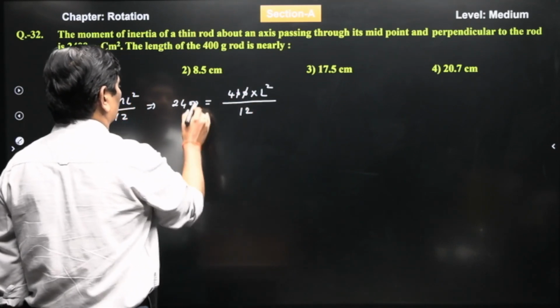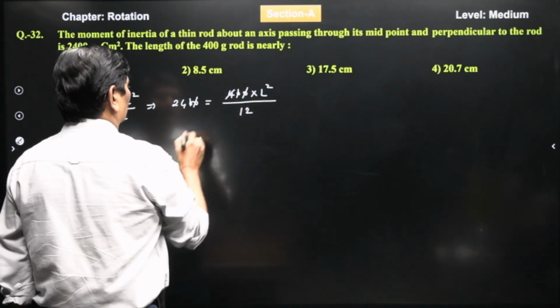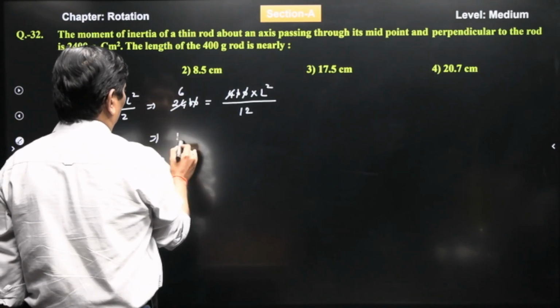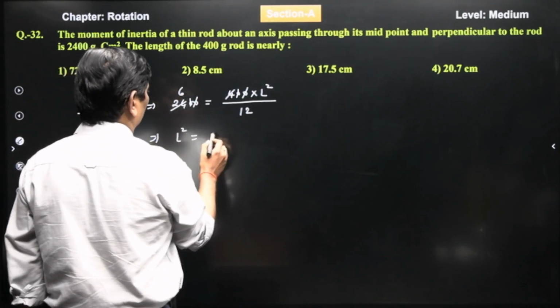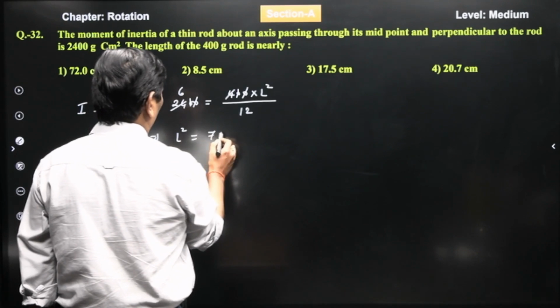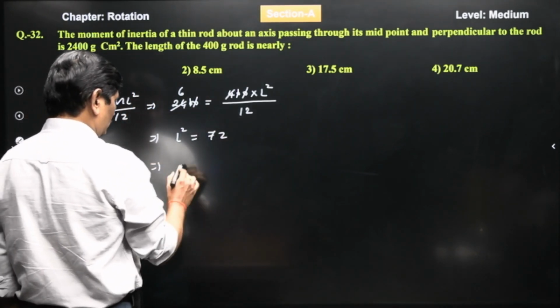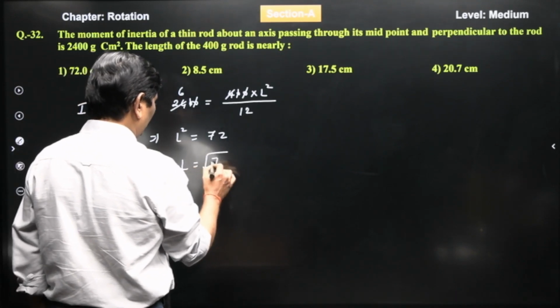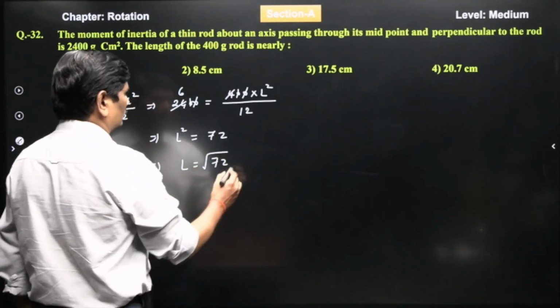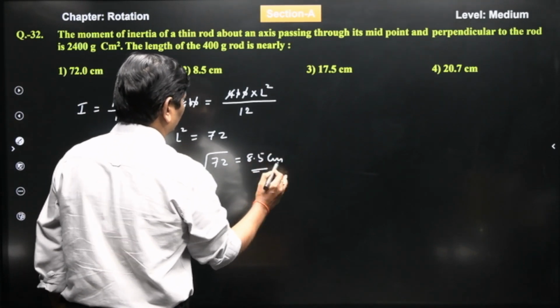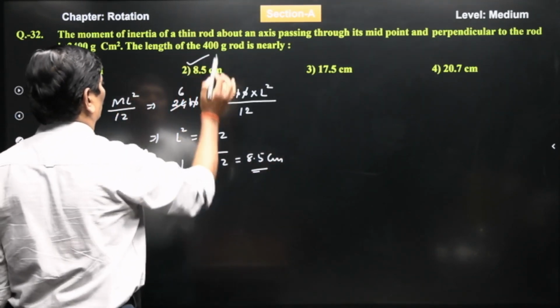See, this 0, 0 gets cancelled. 4 in the 6 times. So, L square will get 72. L square value 72. So, L is equal to root 72. It is around 8.5 centimeters. You will get this one, second option.